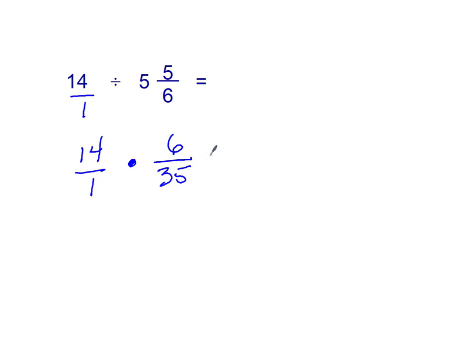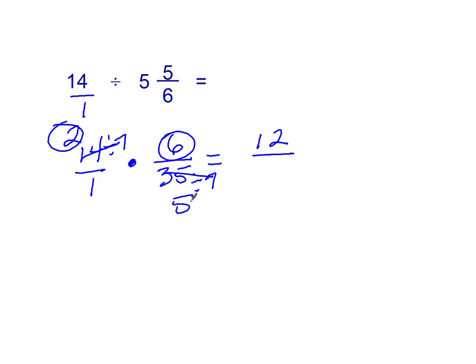So now, we try to find out, is there anything that these numbers have in common? Well, this one's a little bit tougher to see, but yes, the 14 and the 35, they have a 7 in common. So I can divide this 14 by 7. I can divide this 35 by 7. Okay, so 14 divided by 7 gives me 2. 35 divided by 7 gives me 5. So now the numbers that I have, a 2 and a 6, I'm going to multiply together to get 12. And then a 1 and a 5 to multiply together to get 5.